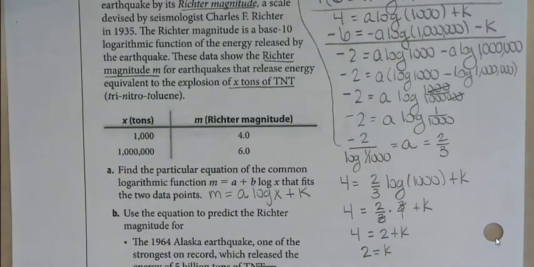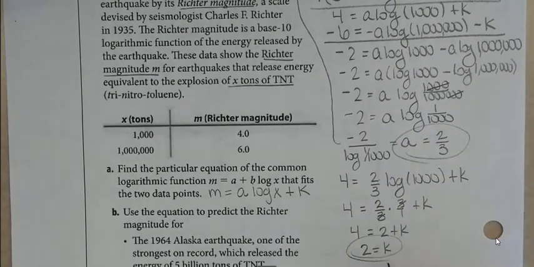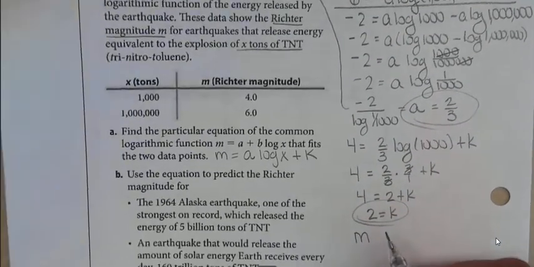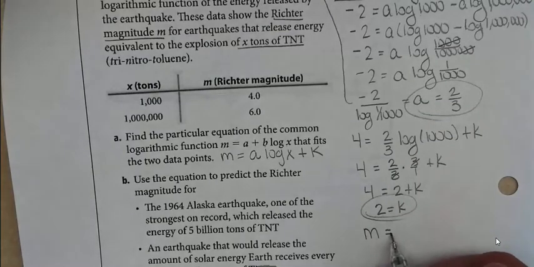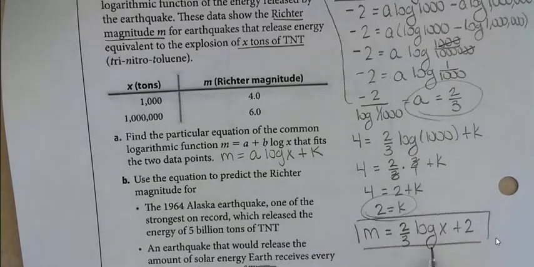So my final equation, plugging back in my a and my k, is going to be m equals, oops, let me get on the screen, 2/3 log of x plus 2. Now we're going to use this in b, okay?